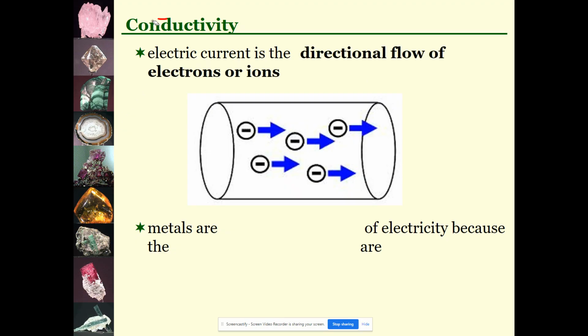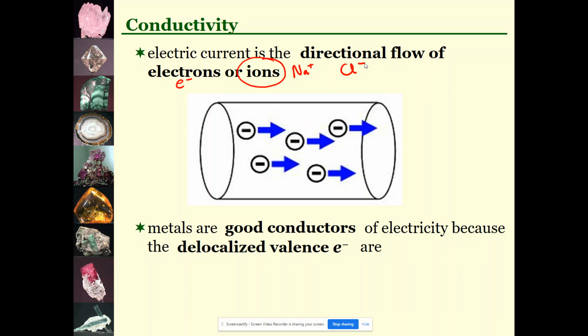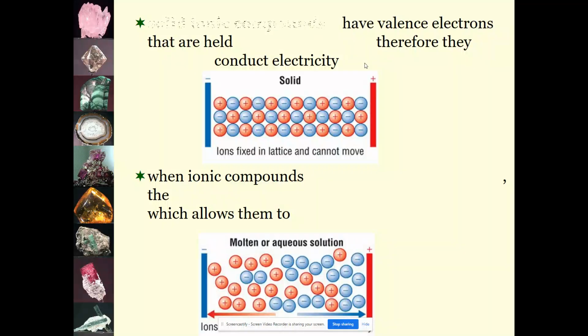Conductivity depends on whether or not the electrons are free to flow, but it could also be whether or not there are ions free to flow. So it doesn't just have to be electrons. It could also be positively charged ions. Their flow also conducts electricity. So metals we know conduct well because those electrons are free to move. They're the sea of delocalized electrons, so those electrons can move, carrying current with them.